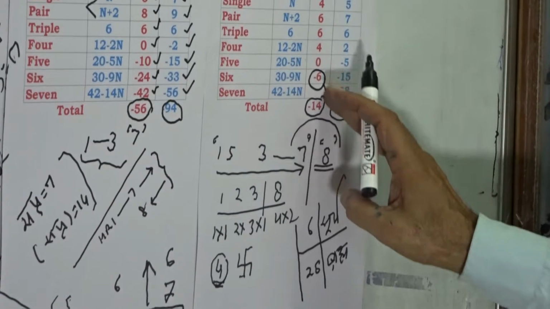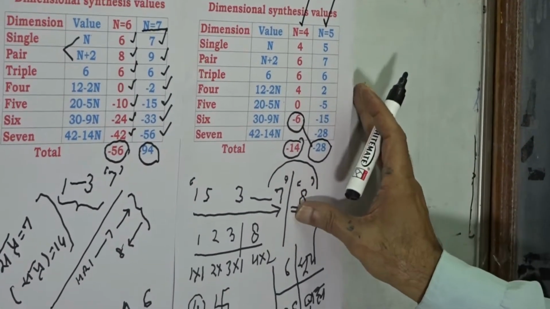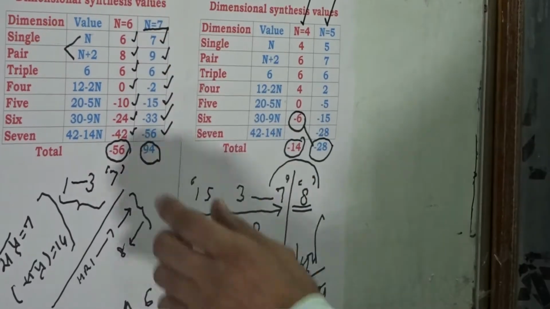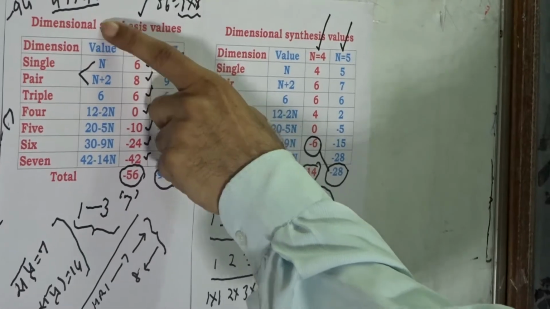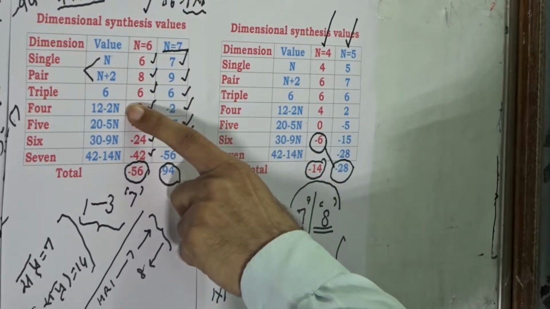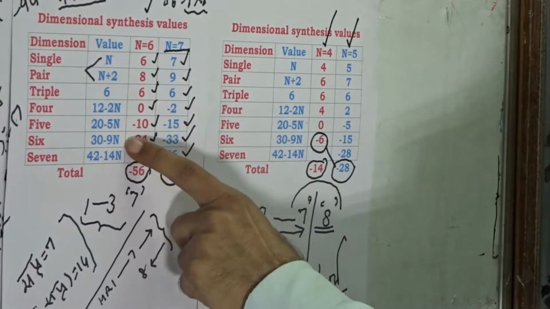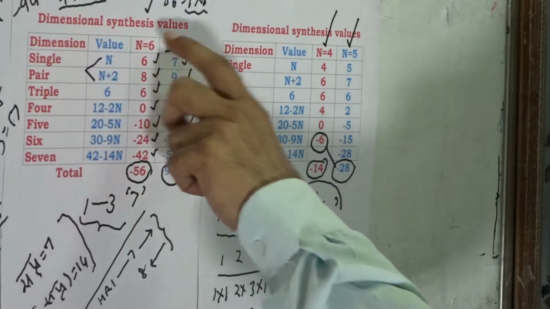Therefore, it is this reach which is to be comprehended well. So one shall draw this rule: single dimension, synthesis value is n, then n plus 2, then 6, 12 minus 2n, 20 minus 5n, 30 minus 9n, 42 minus 14n. Then in terms of it, draw the values.